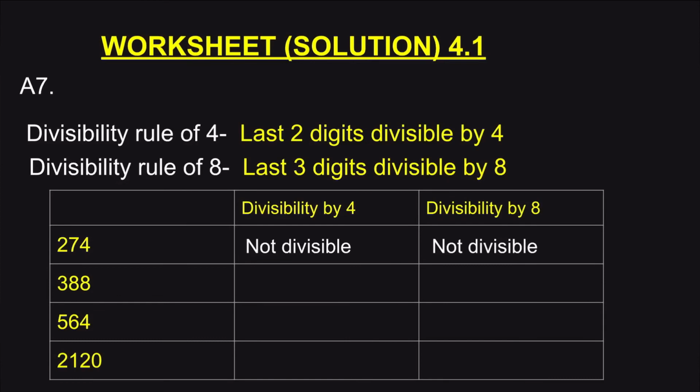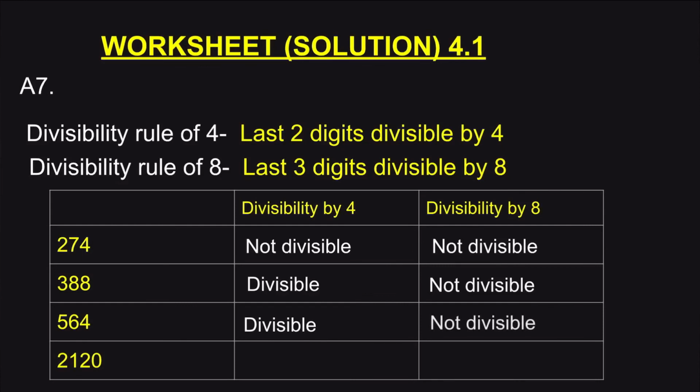Here, 388. So, we'll take 88. 88 is divisible by 4. Now, for divisibility by 8, we have to check the divisibility of 388. So, you can divide 388 by 8 in the rough column. You will be left with a remainder. So, it is not divisible by 8. 564. So, we will take 64. 64 is divisible by 4. And 564, again, we'll have to divide and check. Since we'll be left with a remainder, it is not divisible by 8.